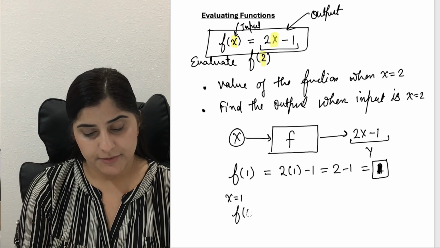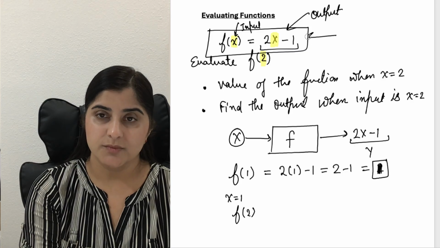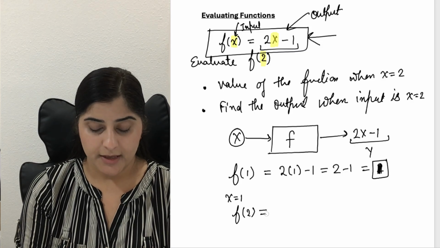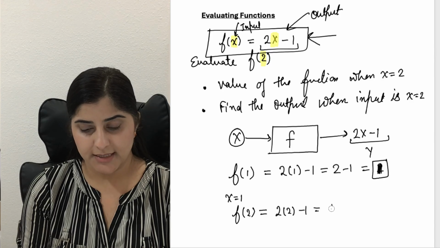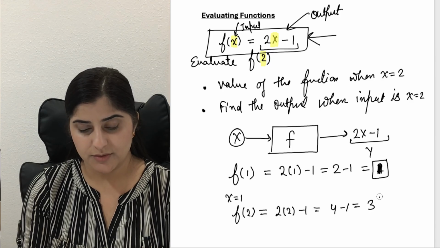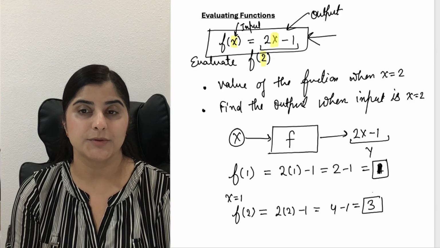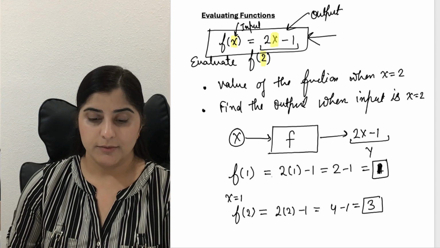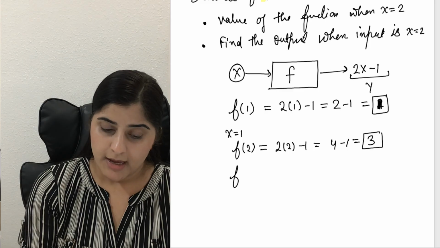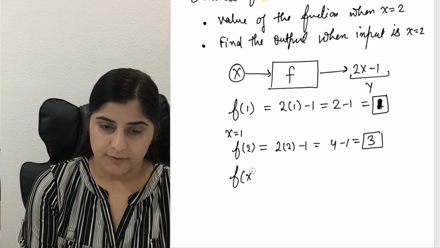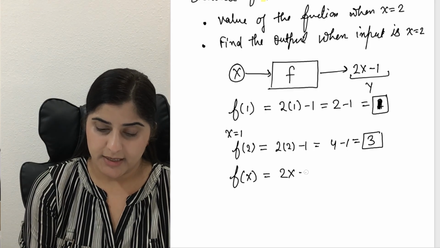So what is f of 2? Just replace x with 2 in the given equation. So that is 2 times 2 minus 1, that is 4 minus 1 is 3. So 3 is the output when you input 2. We can evaluate the function at any x value. So this is f of x, let me write it down again, 2x minus 1.